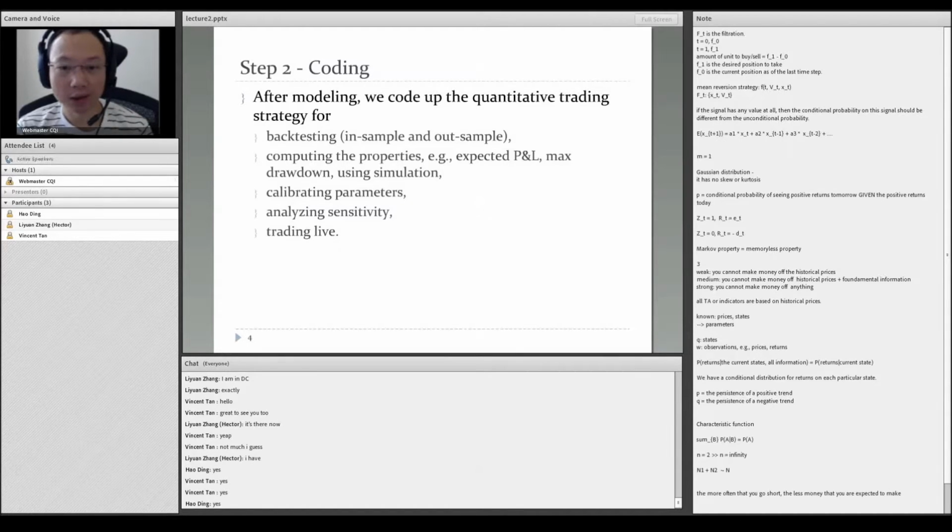So in that case, if you want to compute expected P&L, we would want to do some simulation on bootstrap data. That also requires computer programming. You need to code up your strategies. After that, we also want to do some parameter calibration. In the moving average case, we have two parameters, and we need to find out what the optimal parameters are. But in general, we will not be able to do it analytically, so we have to resort to computer simulation or computer optimization, for example.